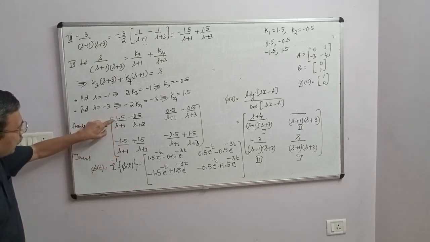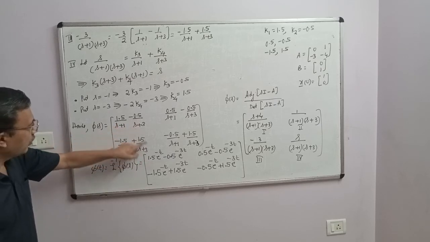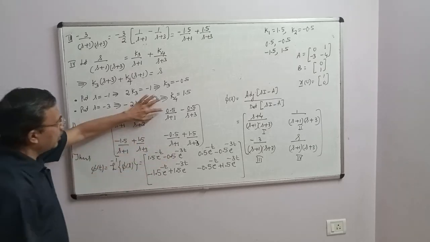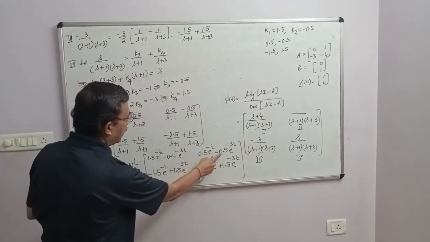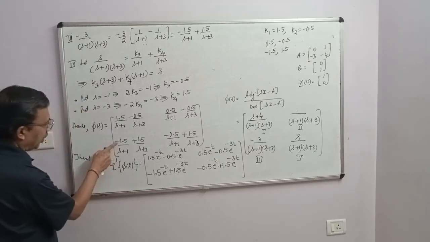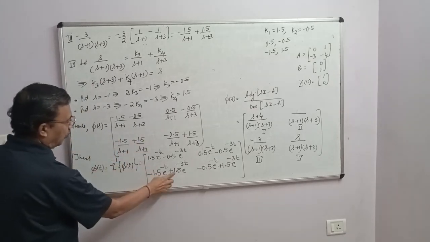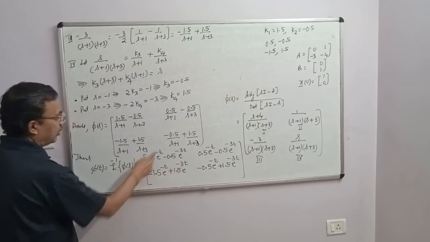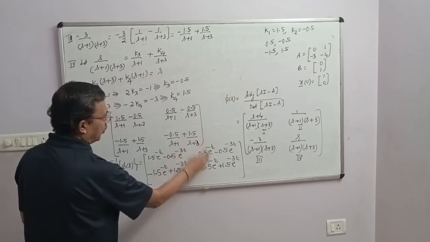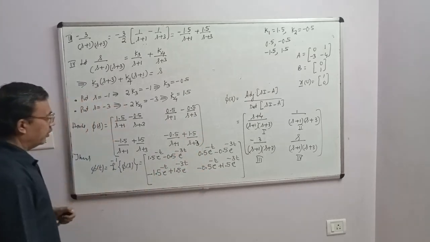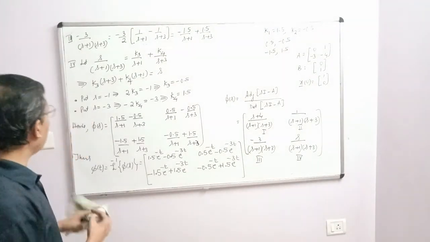I will check. Inverse of this is 1.5 e power minus t. Inverse of this is minus 0.5 e power minus 3t. Inverse of this is 0.5 e power minus t. Inverse of this is minus 0.5 e power minus 3t. Inverse of this is minus 1.5 e power minus t. Inverse of this is 1.5 e to the power minus 3t. Inverse of this is minus 0.5 e power minus t. Inverse of this is 1.5 e to the power minus 3t. This is the first step to find phi of t.